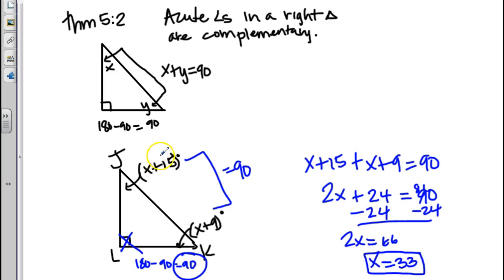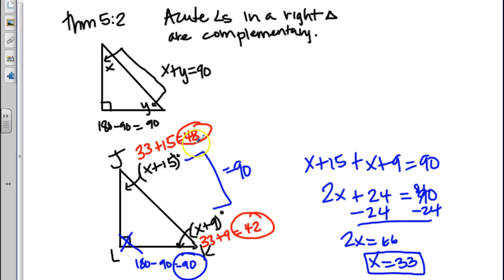If they ask me for the two angle measures, I can definitely find those. Angle J would be 33 plus 15, which would be 48. And angle K would be 33 plus 9, which would be 42. And 42 plus 48 is 90 degrees. So we have solved for x, and we have found the angle measures.